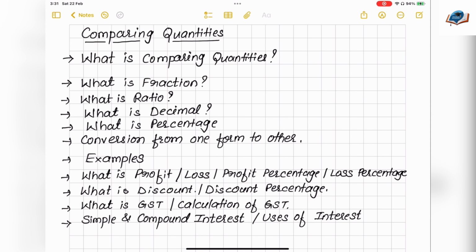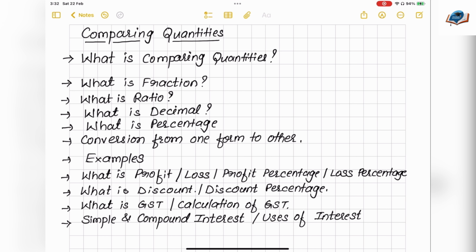And then we will be doing comparison from one form to other. That means fraction, ratio, decimal, percentages, how to change from one form to another. Then some examples of that. Then we will be discussing profit, loss, profit percentage, loss percentage. Then we will be moving ahead to discount and discount percentage. Then will come GST and how to calculate GST. Then we will be moving over to simple and compound interest and uses of interest.